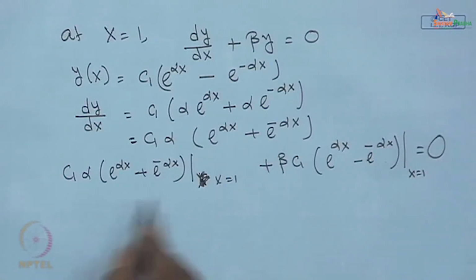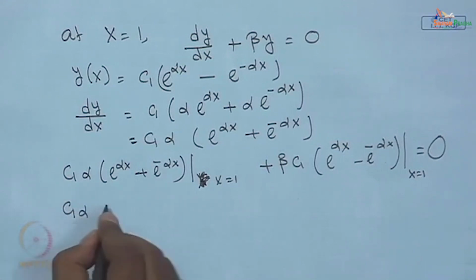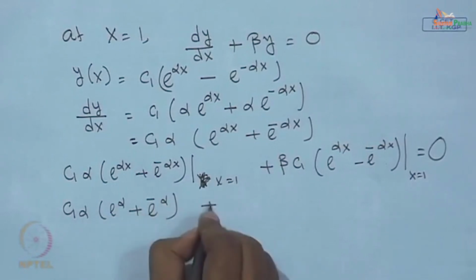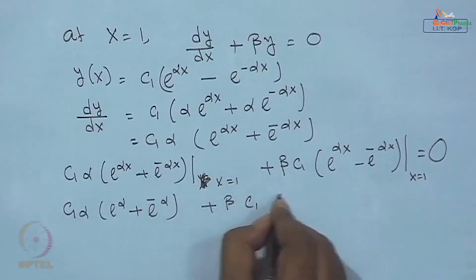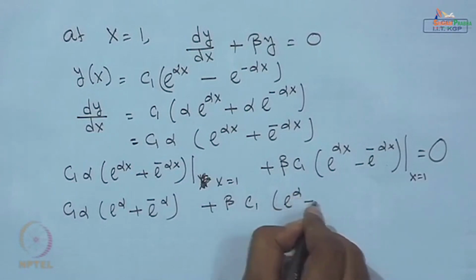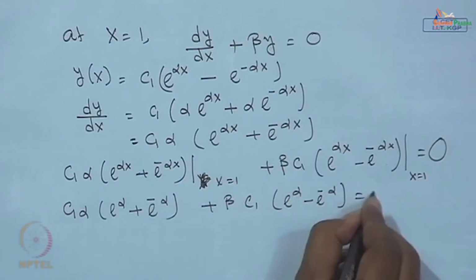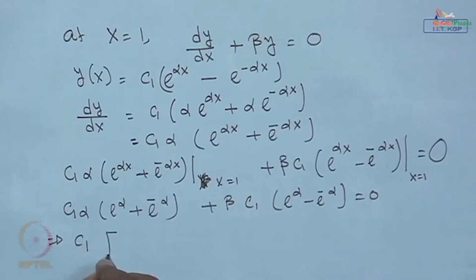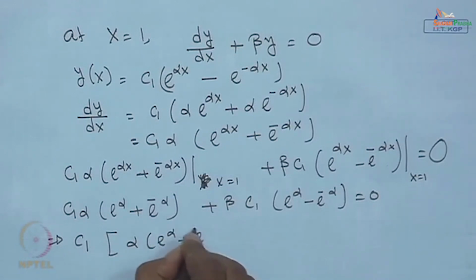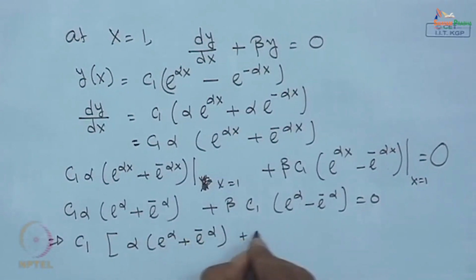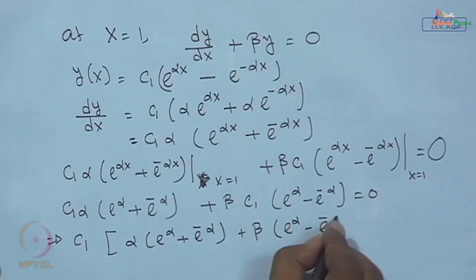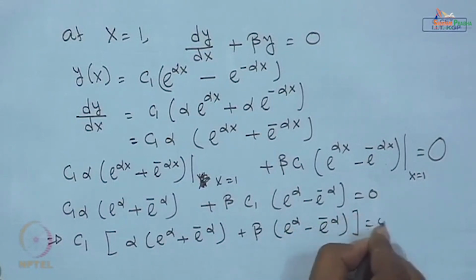So, we evaluate that. This becomes C1 alpha times e to the power alpha plus e to the power minus alpha, plus beta times C1 times e to the power alpha minus e to the power minus alpha, is equal to 0. So, we can take C1 common. This becomes C1 times alpha e to the power alpha plus e to the power minus alpha, plus beta e to the power alpha minus e to the power minus alpha, is equal to 0.